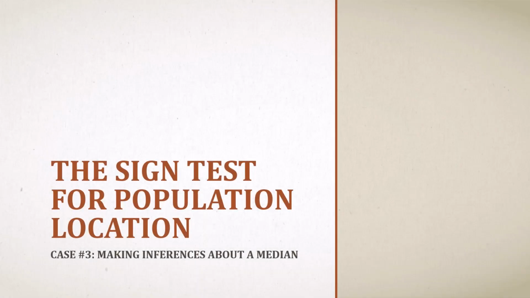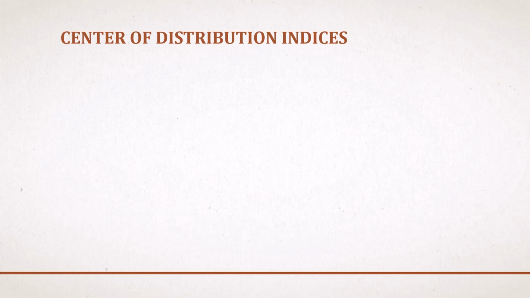I am going to continue this video series on the sign tests with the third case, making inferences about a median of a single population. This is the sign test for population location, and this is probably the case that the sign test is most famous for. Researchers are often interested in the center of distribution, so let's consider for a moment center of distribution indices.